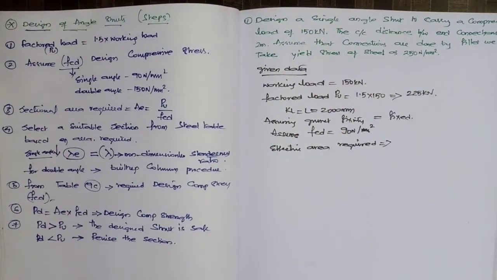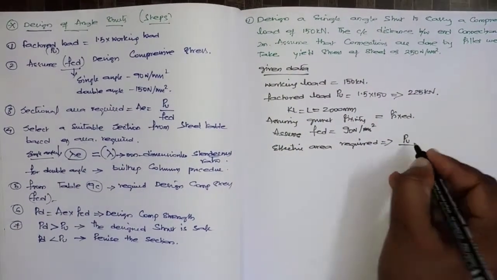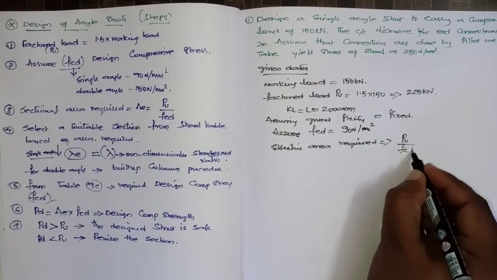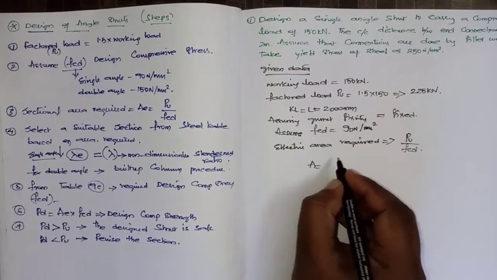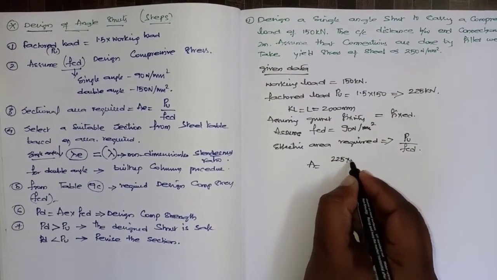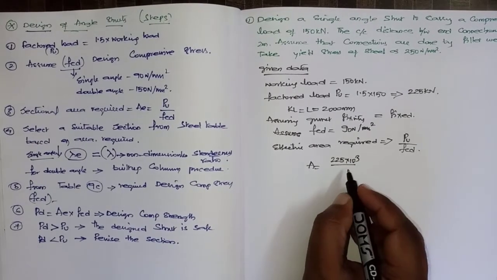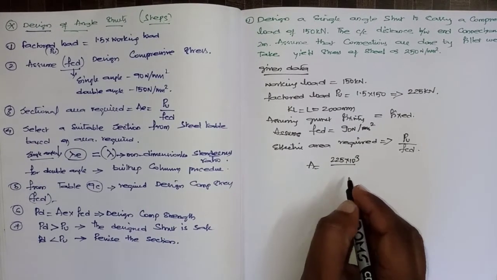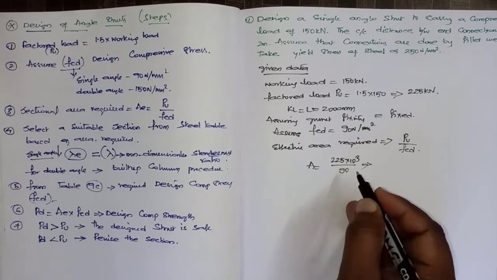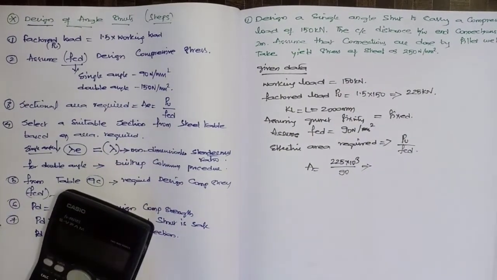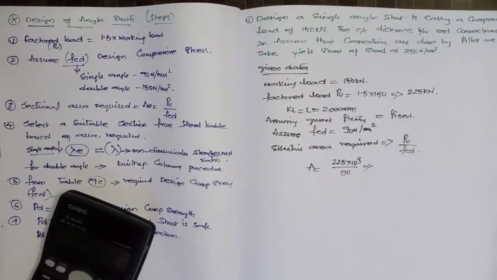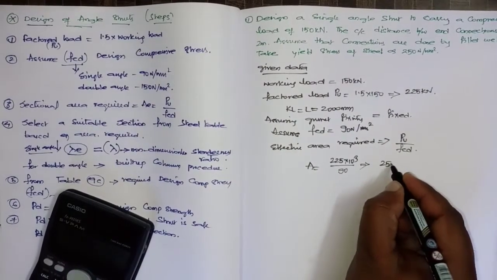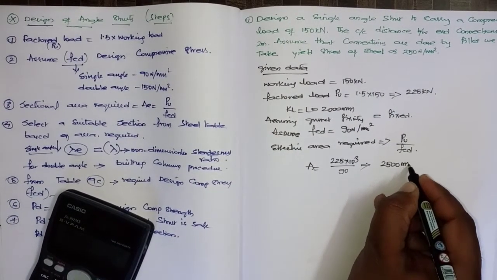Which equals PU by FCD. Where A equals what? PU 225 kilonewtons, multiplied by 10 power 3 to get newtons, divided by FCD 90. So 225 into 10 power 3 divided by 90, you will get around 2500 mm square.